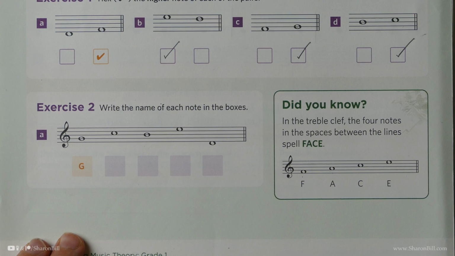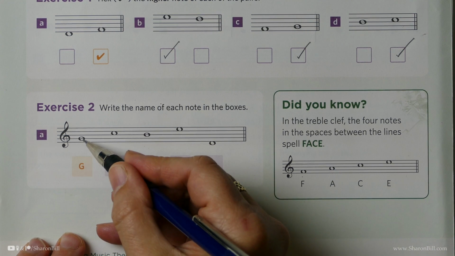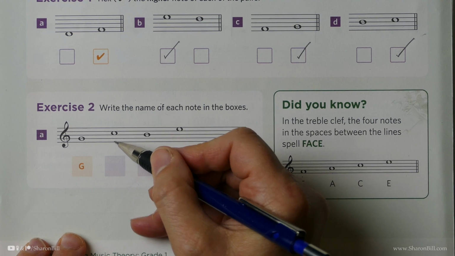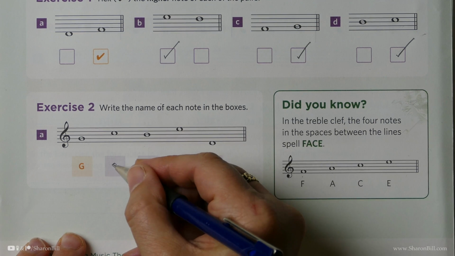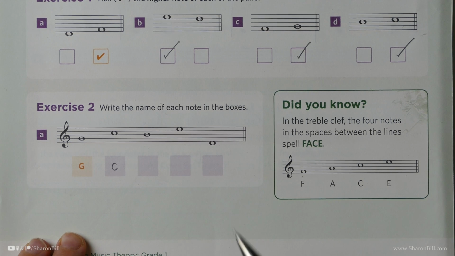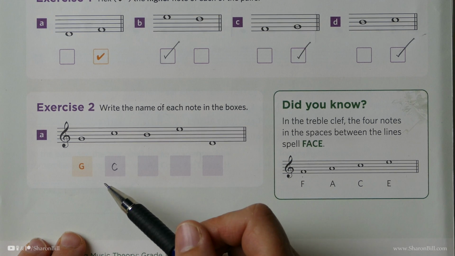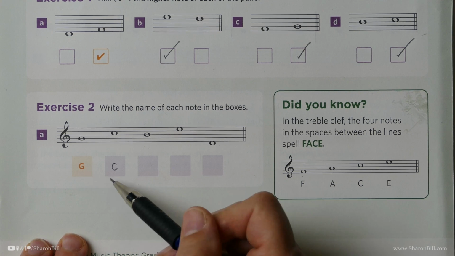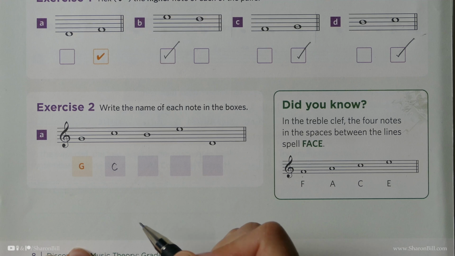So then, every good, so that would be G. The spaces spell FACE, so F-A-C. One point to remember actually is when you're writing the letter names for notes, it's standard practice to always use capital letters. So just get used to writing capital letters.